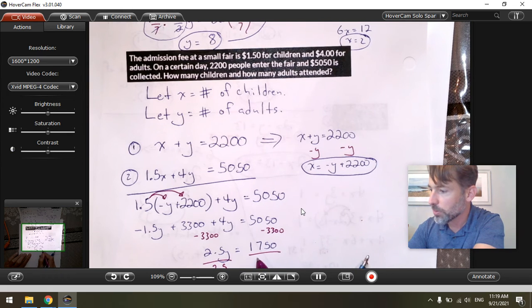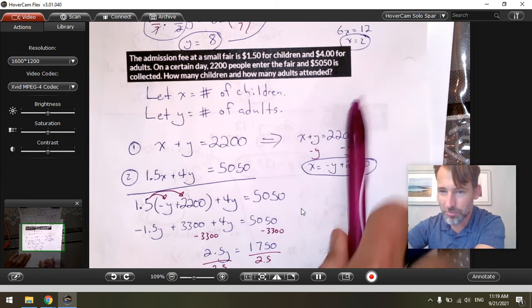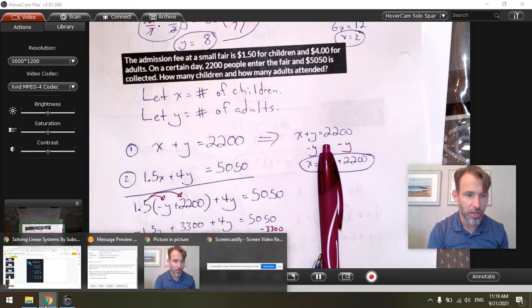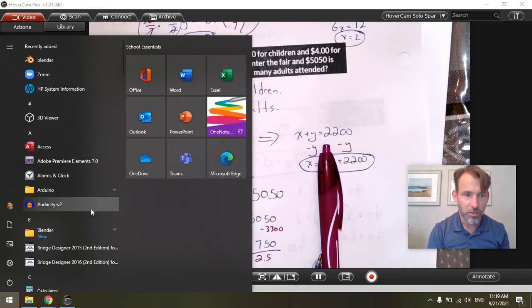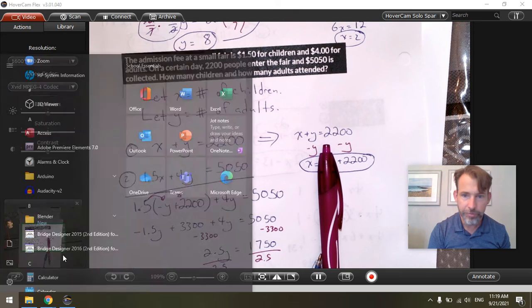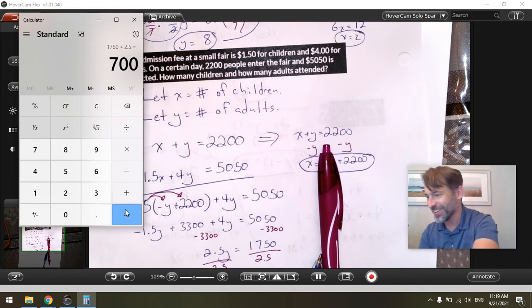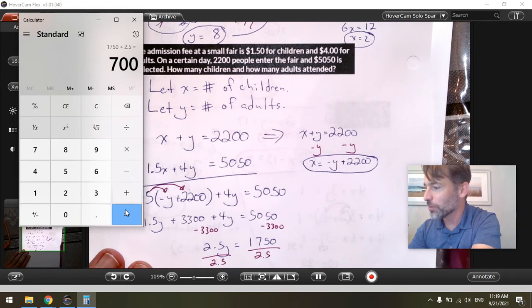Now, I should probably be able to do that in my head, but I don't want you to watch me stare up into the left corner of my brain for a little while. I'm just going to use the calculator. Sometimes you just use a calculator. So here I go. 1750, please don't be a fraction. Divide by 2.5 equals 700. Okay, good. So y is equal to 700.